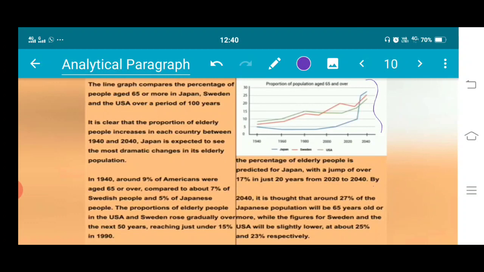Then the conclusion, we are concluding this. This actually I have written here by mistake; it should be further down. So by 2040, it is thought that around 27% of the Japanese population will be 65 or older, while the figures for Sweden and the USA will be slightly lower, at about 25% and 23% respectively. So that's how you have to write the analytical paragraph.